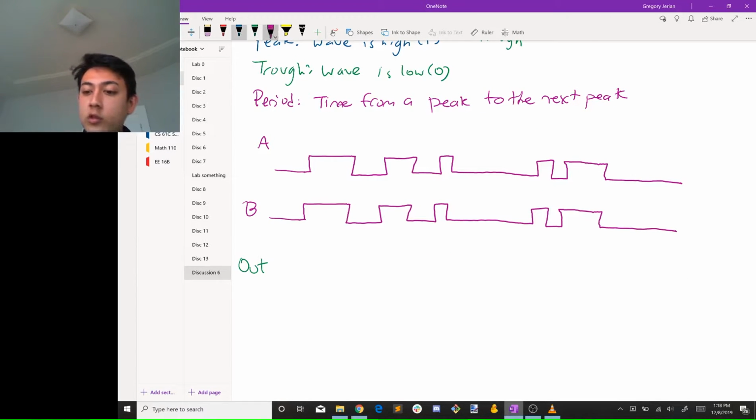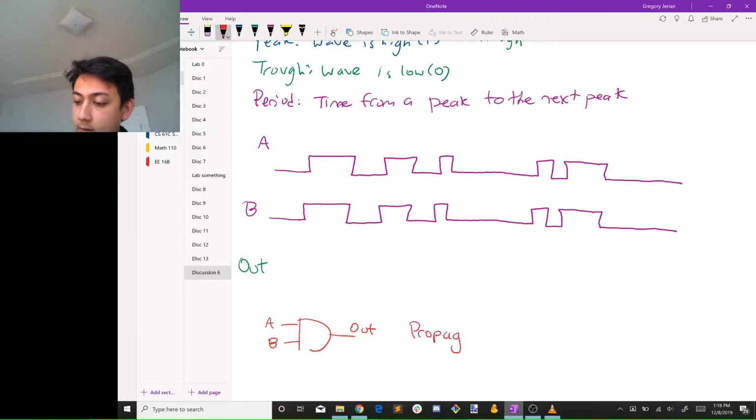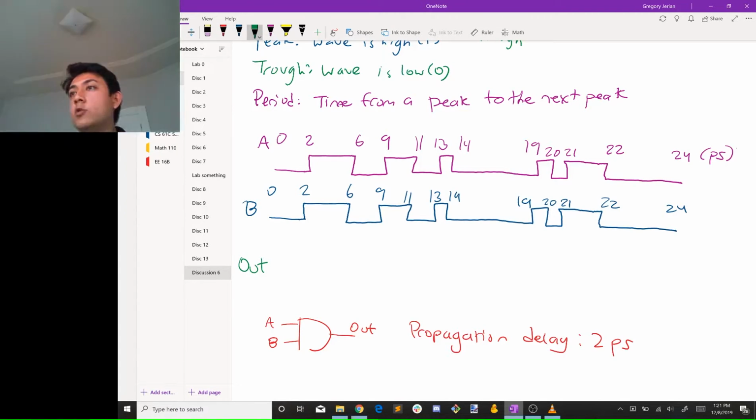You should read the question before we go over this. The question says that you have an AND gate, which looks like this, and has two inputs, A and B, and there's an output. And there's a propagation delay of 2 picoseconds for this AND gate. So now I've drawn the question out. There are two inputs, A and B, and I've drawn the waves for those inputs up here.